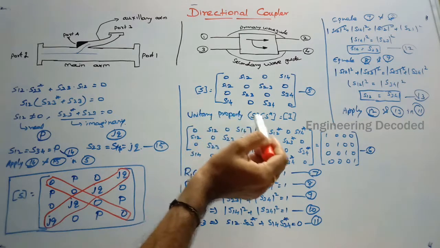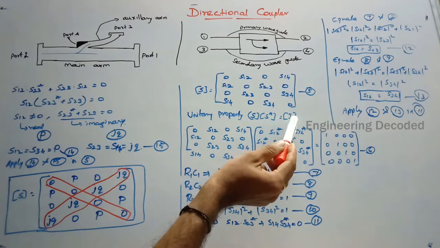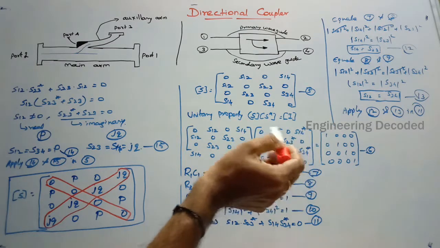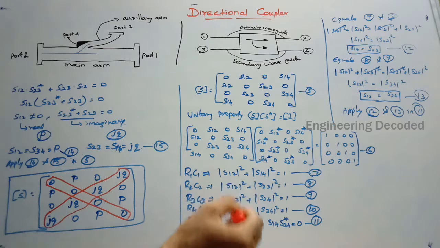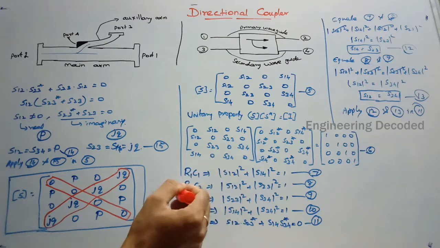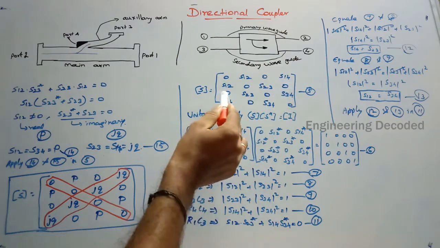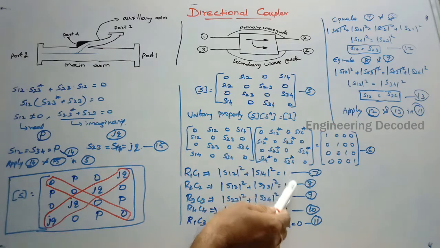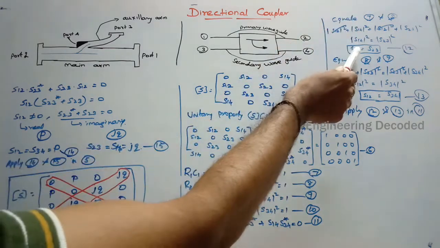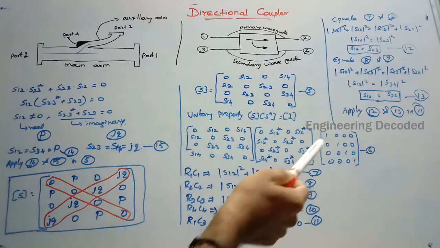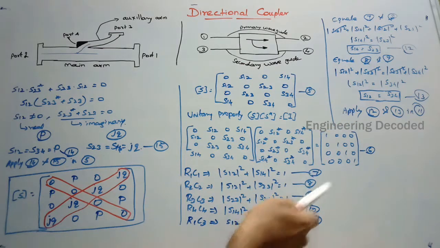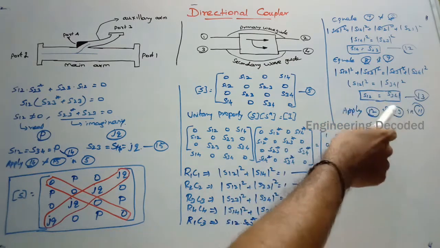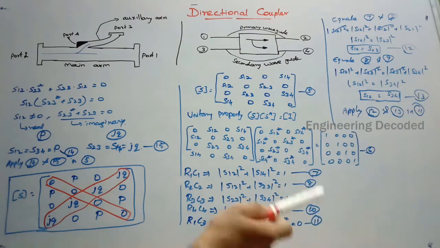Then by applying the unitary property, S into S star is equal to the identity matrix. You can write this and form 5 equations. By solving these 5 equations, you can find out the unknown parameters. To find that, first we take equations 7 and 8 and equate them, and we get S14 is equal to S23. Similarly, we take equations 8 and 9, equate them and find S12 is equal to S34. Now we can apply these two conditions in equation number 11.